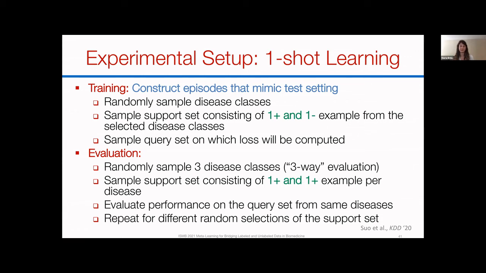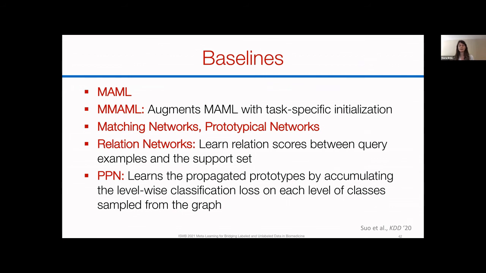And the considered baselines are the optimization approaches MAML and MMAML, and the metric-based approaches matching networks, prototypical networks, and relation networks, and PPN. We mentioned earlier all these methods except MMAML, which is the extension of MAML that introduces task-specific initializations, while PPN is another approach that considers graph relationships between the classes. It learns the propagated prototypes by accumulating the level-wise classification loss. And again, if you're interested in these methods, we provide the references at the end of the tutorial.